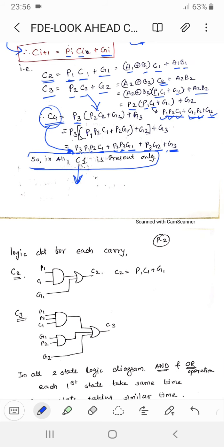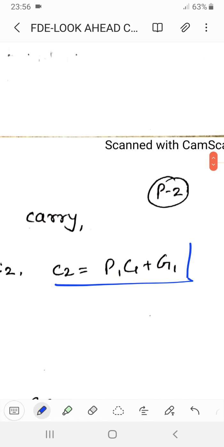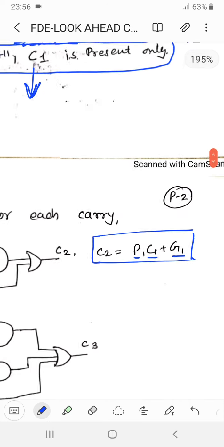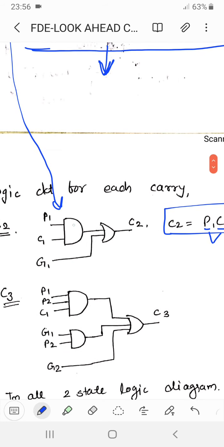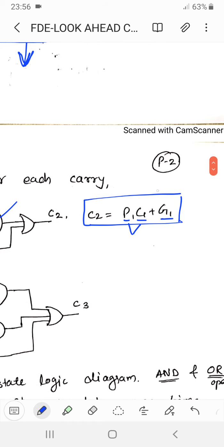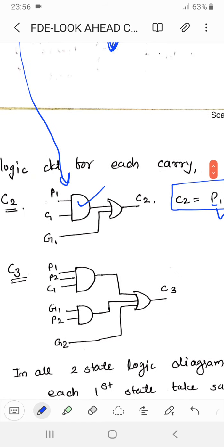by the logic circuitry of each carry. So for your carry 2, see, this is the figure. In this particular case, carry 2 as per the equation is P1 C1 plus G1. So P1 and C1, these are the AND product. So you require one AND operation, then it is summed with G1. So your inputs are P1, C1, G1, and this is your carry 2 generation.